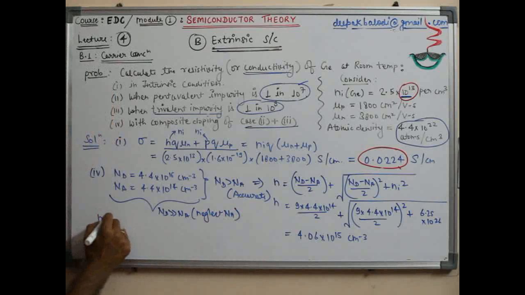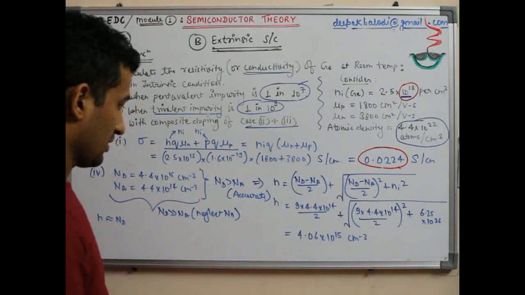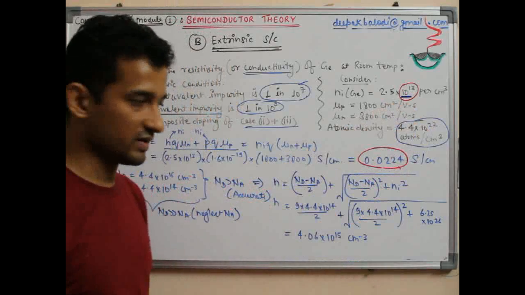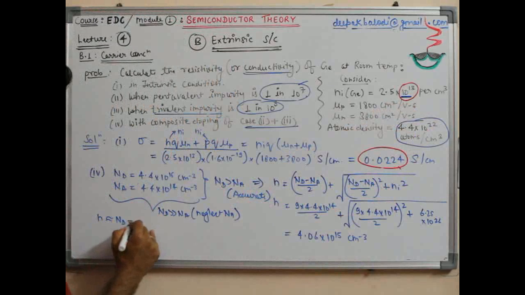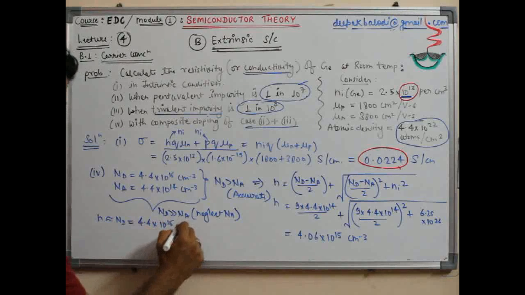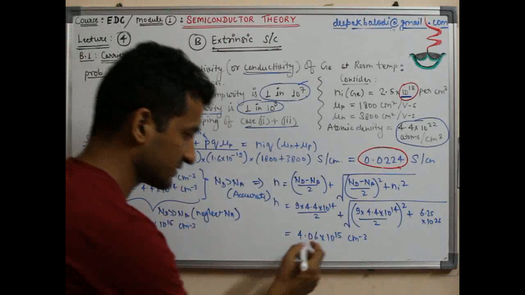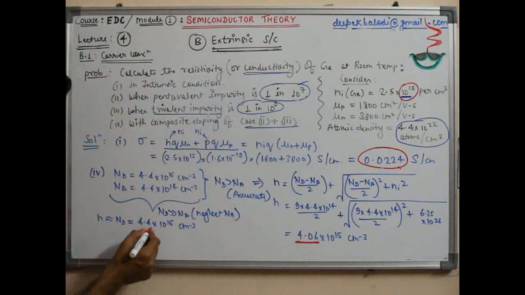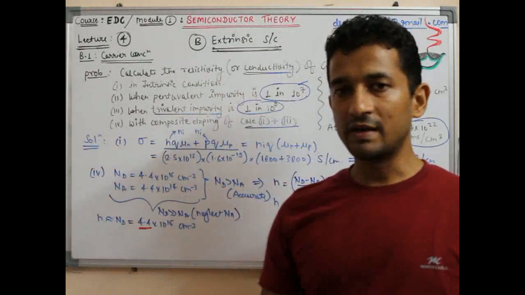Then N will be approximately ND from here. Because anyhow 10 to the power 15 and 10 to the power 14 are at least 1 or 2 orders greater than this, so Ni square will definitely be neglected. So therefore this is 4.4 into 10 to the power 15 per centimeter cube. The same thing will result here. Now you see the difference. With the exact value this comes as this because order is same. And with the approximate this comes as this. So there is only a difference of 1 decimal point. Now it depends.